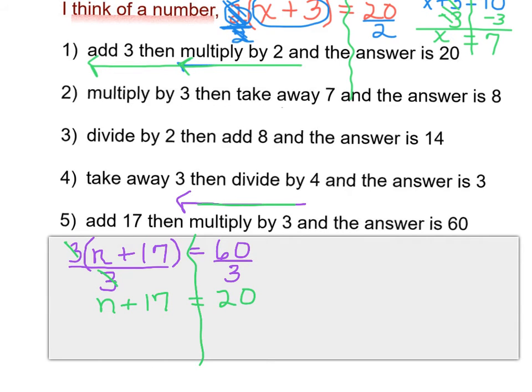Now I've undone the multiply by 3. I'm going to undo the add 17 by subtracting 17 from both sides. And I get n equals 3. 3 is my answer. So my number is 3: if I add 17 and then multiply by 3, I do get 60. So that is the correct answer.